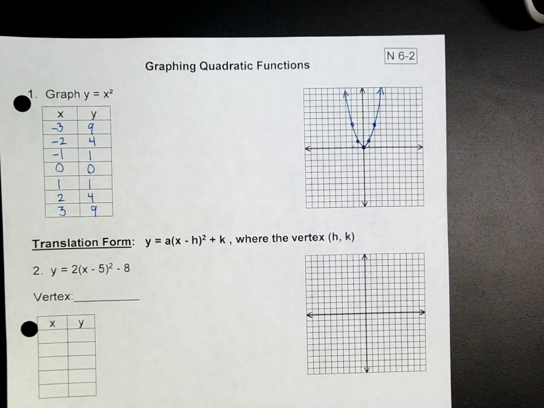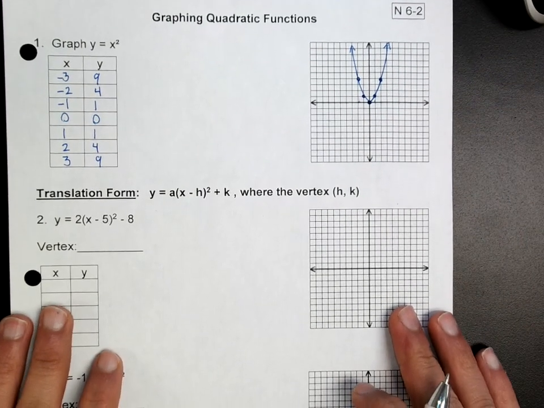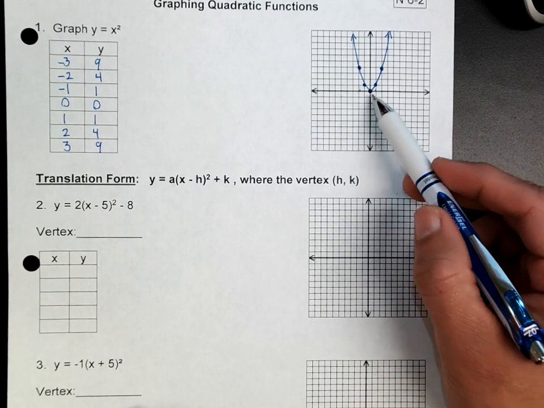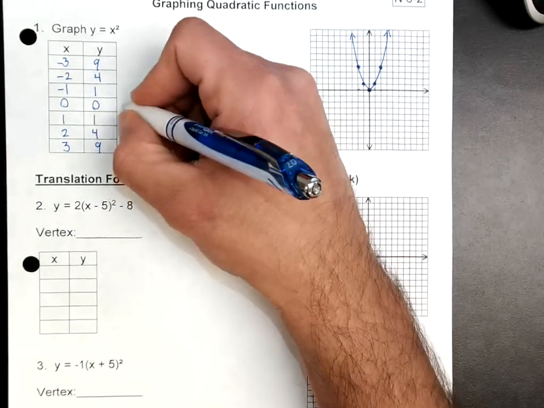Alright, so we're basically doing the same thing we've done in the past. Now, right here is asking me for the vertex. Now, the vertex is actually that point right there. So this right here is actually called a vertex.